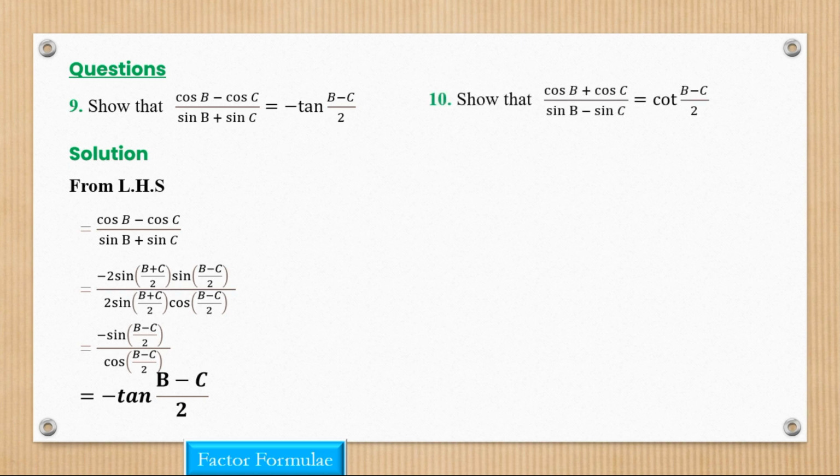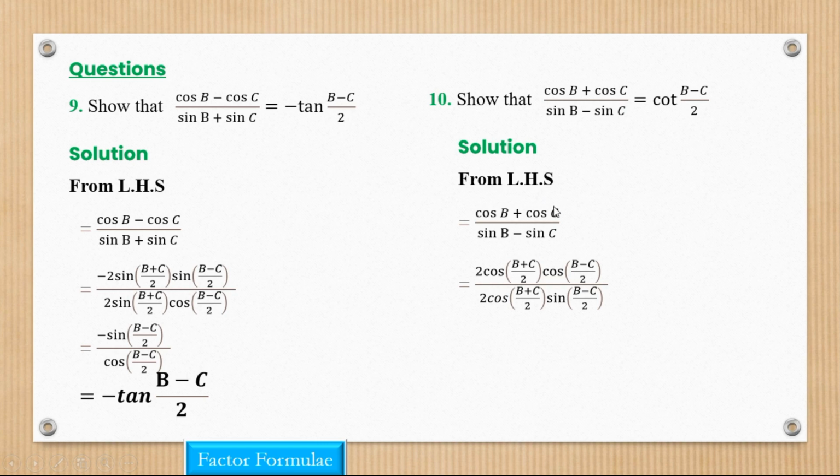So let's move on to question number 10. So question number 10, we actually have this being equal to that. So let's prove from the left hand side. We can actually see that this cos b plus c can be expanded with factor formula to become 2 cos b plus c over 2 cos b minus c over 2. And then the sine b minus sine c becomes 2 cos b plus c over 2 sine b minus c over 2. So that happens with factor formulas because these are exactly factor formulas. Right, so end up with that, and remember that a cos over sine represents cot. So we have cot b minus c over 2, and hence we've proved that.